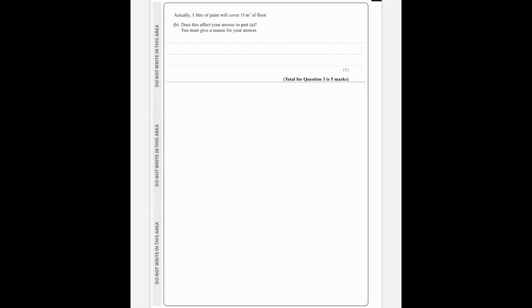For B, 1 litre of paint can cover 11 square metres. Well, that's going to be even more than the 10 square metres we'd assumed. So she can cover even more flooring. She already had enough, so she can cover even more, than it's not going to be a problem. So no, this is not going to affect my answer to part A. She will be able to cover even more floor than before.